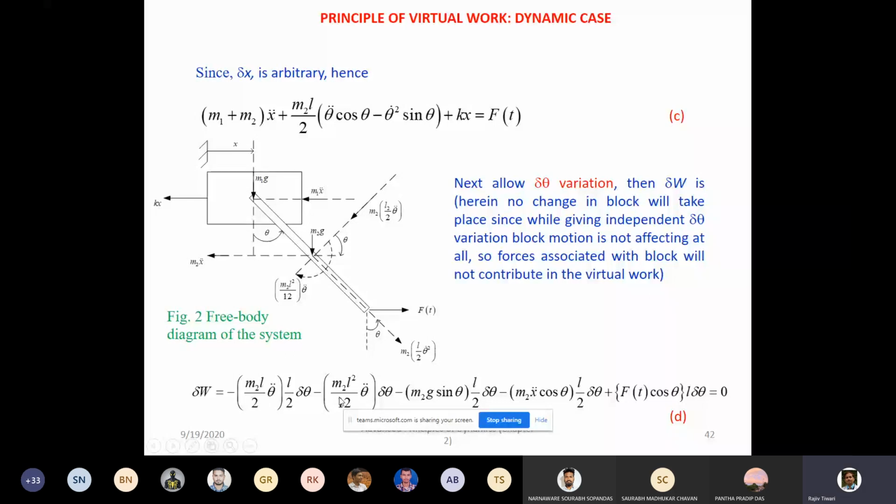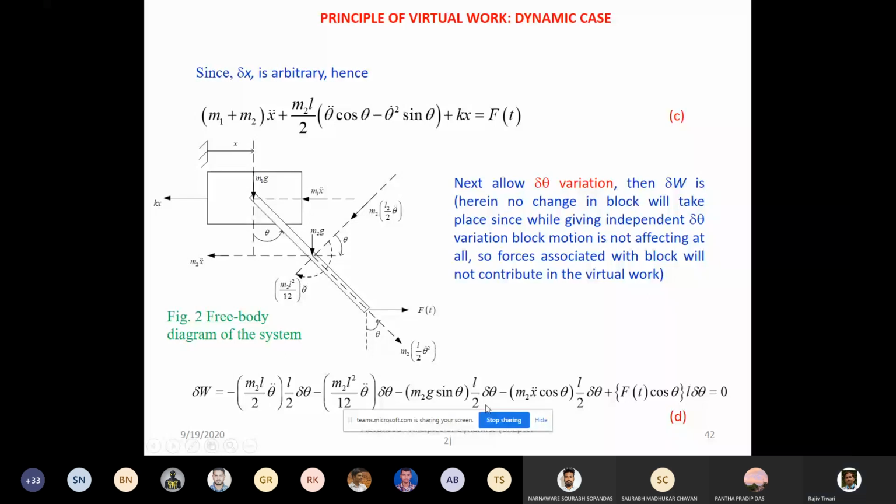This will give a virtual work that is negative, because this inertia couple is in the opposite direction to the angular displacement. Similarly, m2g is in the vertical direction. Component of that in the tangential direction will be m2g sin theta. This is the component in the tangential direction, and this is the tangential displacement because of the virtual displacement. It is negative because the component in the tangential direction will be in the opposite direction to the displacement.